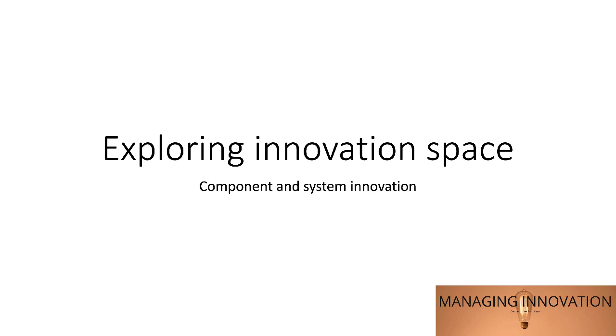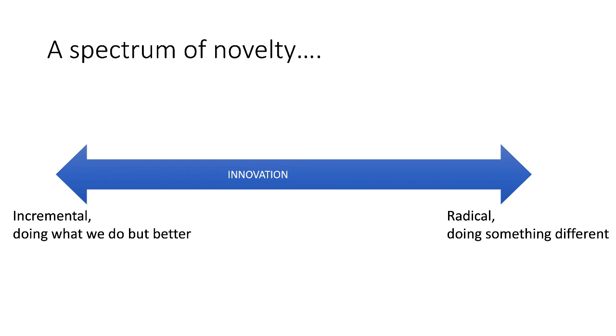Exploring innovation space. In this module, we're looking at the different ways in which we can innovate. And in this particular film, we're going to focus on the concept of component and system level innovation. We've already seen that innovation can take place across a spectrum of novelty, from incremental change, doing what we do but better, right through to radical change, doing something different.